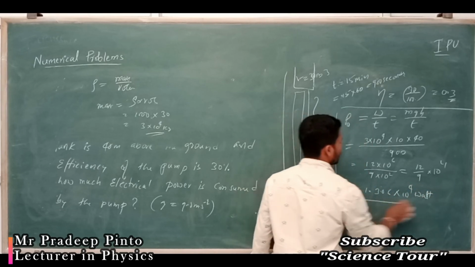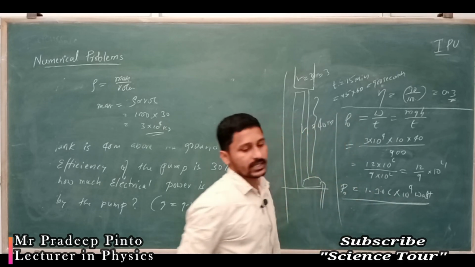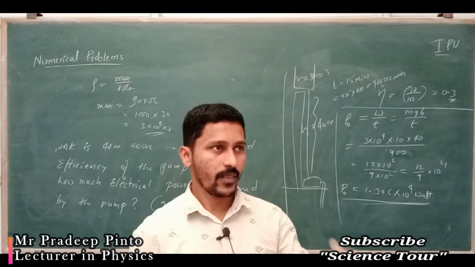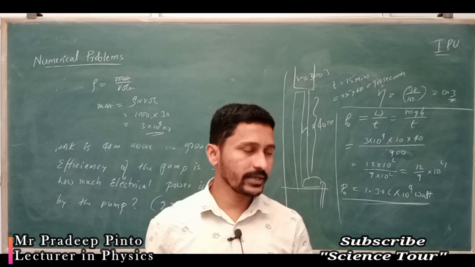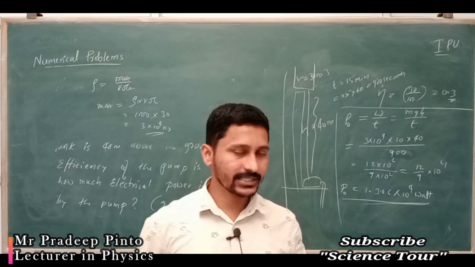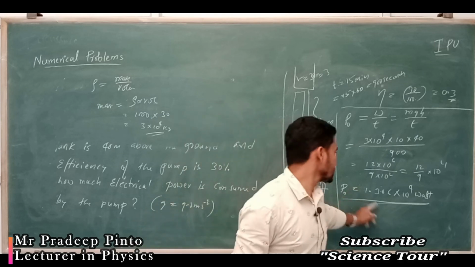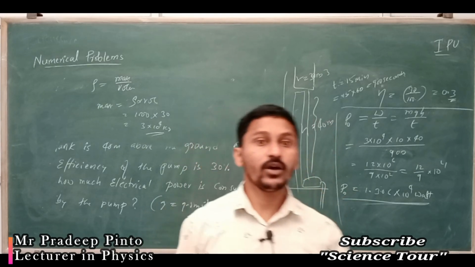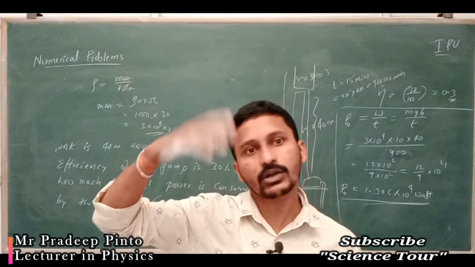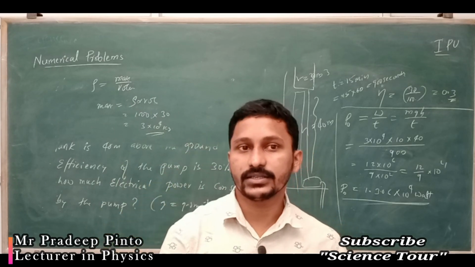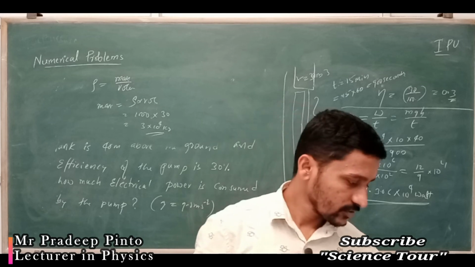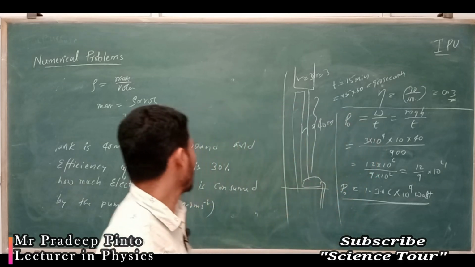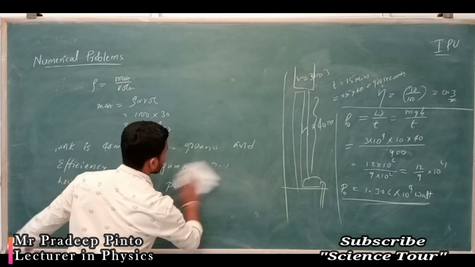Output power means what? That motor pump will take input power, it will do 30% work. For that 30% work, it needs this much power. But what you have to give? You have to give more, no, because it will work only 30%. So you have to give more power. Then what is that actually power you have to supply?